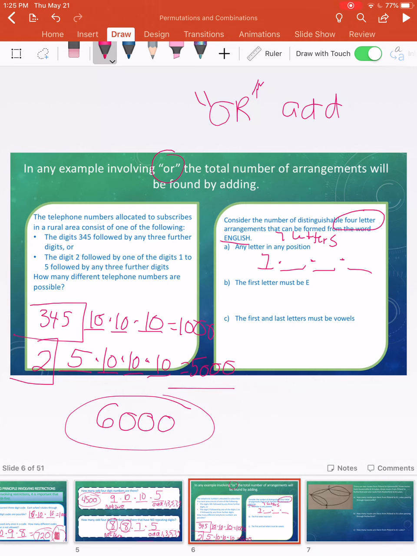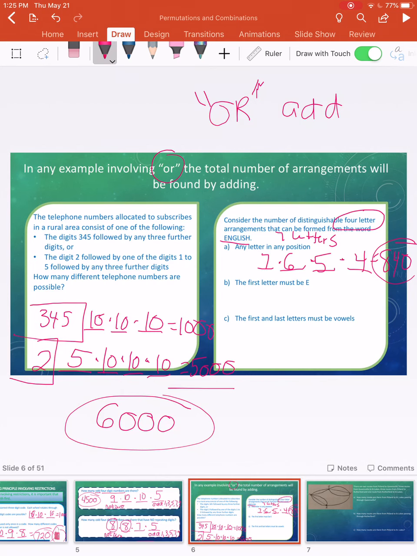Because I'm arranging these letters, I can't repeat them, right? Arranging kind of means like you're grabbing those letters and putting them in specific places. So that means here I have 7 options, and then 6, and then 5, and then 4. Notice how in the word English, all the letters are different. We will look at examples later in this unit on what you would do if some of those letters were the same. So we have 840 different options.